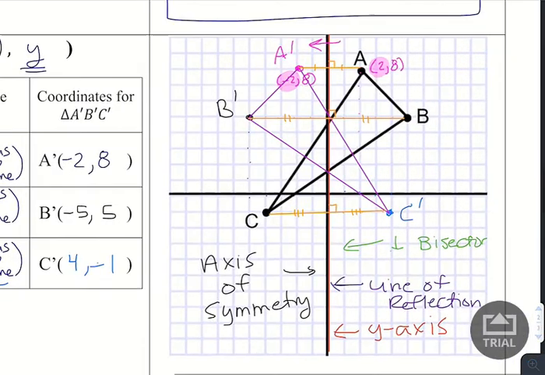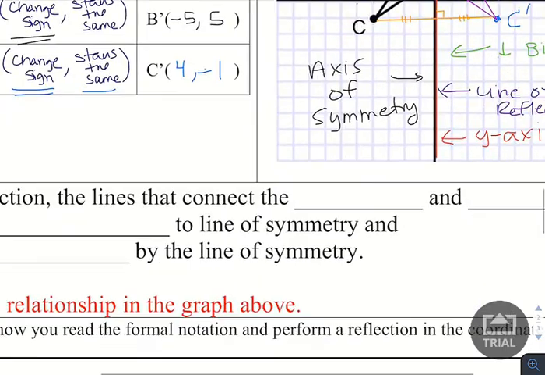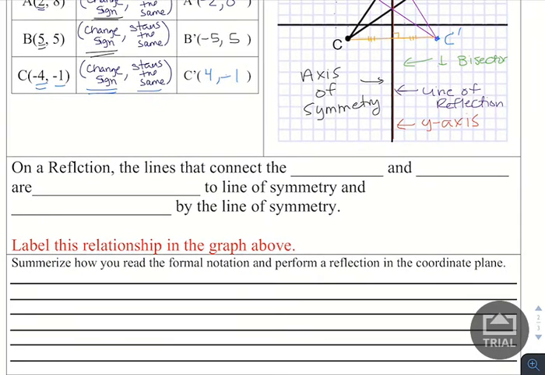So let's do a quick wrap-up sentence and then give you a chance to summarize. On a reflection, the line that connects, let's go pre-image, like A, B, and C, to the image points, A prime, B prime, C prime, are going to be blank to the line of symmetry and blank by the line of symmetry. So it should be perpendicular and bisected, so they should be perpendicular to the line of symmetry and it's going to be bisected by the line of symmetry.